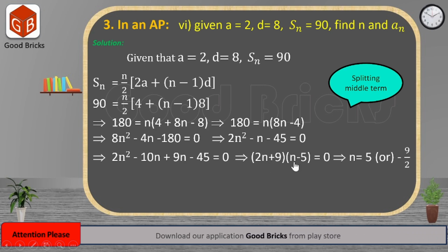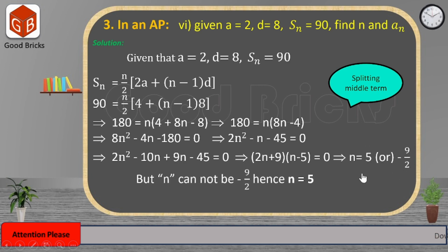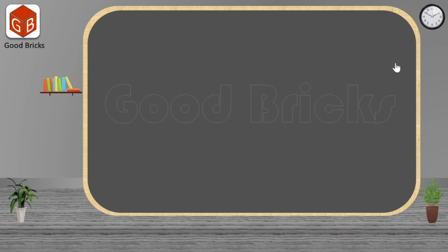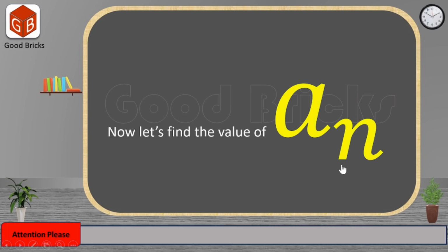After factorization, we will get n value 5 or minus 9 by 2. But in arithmetic progression, we will never have the number of terms as negative or a fraction. So that is why the value of n we will choose as 5, because the n value should not be minus 9 by 2. Finally, we got n is equal to 5, and that is what they asked us to find in the beginning. Now we are going to find the value of an.